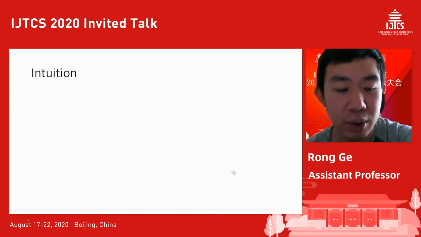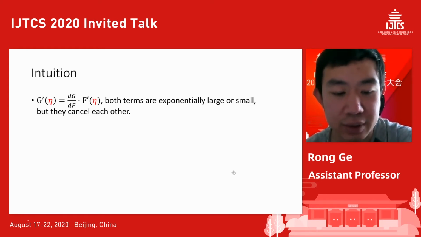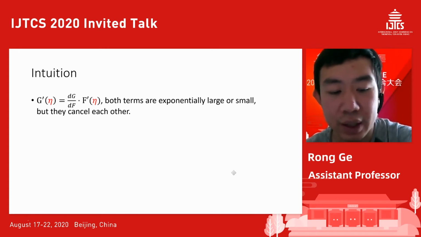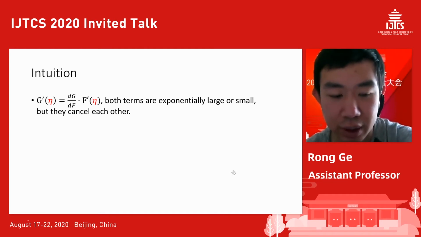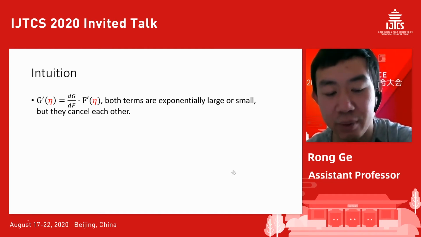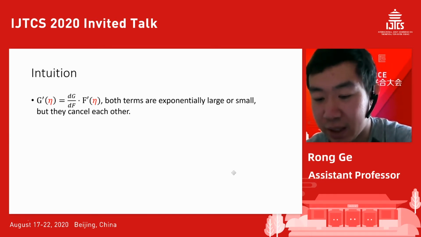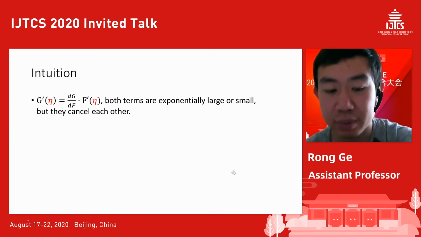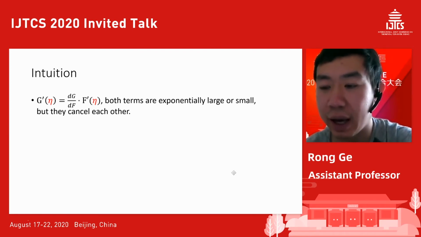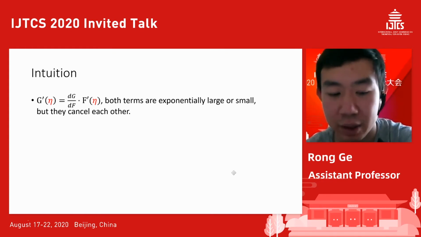So why is that? Well, intuitively, the derivative of the new meta objective has two terms. You can compute this by dg over df times the derivative of f itself. It turns out that both terms are either exponentially large or exponentially small, but in all of the cases, they will cancel each other, and the final result is going to be bounded by a polynomial.